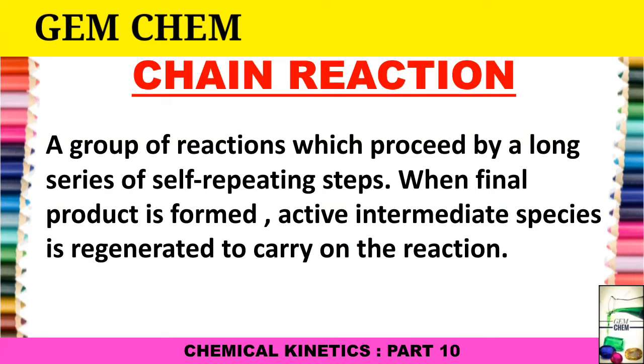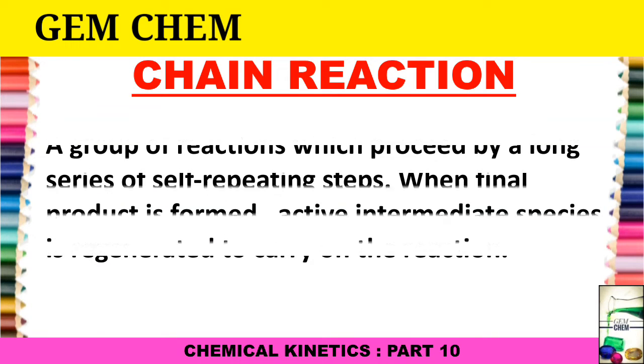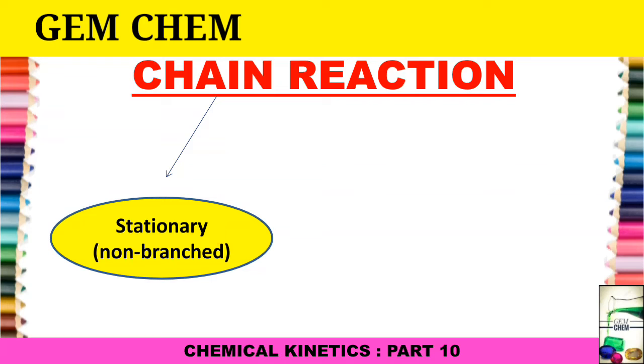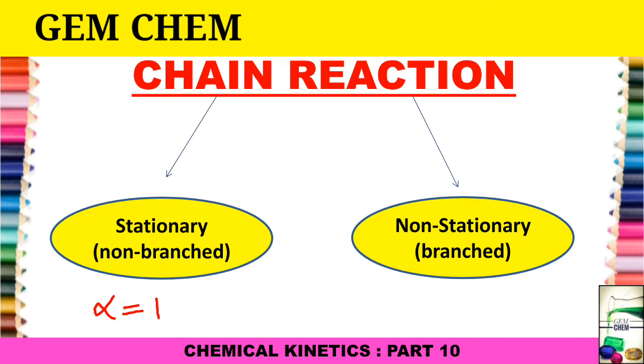Now a chain reaction can be of two types. That is stationary, where we can see that there is no branching, non-branching. That is, the radical or the highly reactive intermediate which is being formed is only 1 in number, and we can write it as alpha equal to 1. Alpha is the number of highly reactive intermediates. And the second type is non-stationary or branched, where we will get many such species, greater than 1.